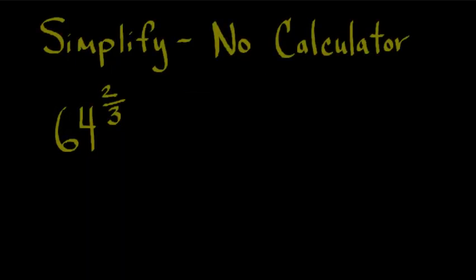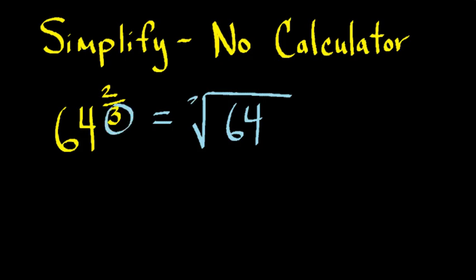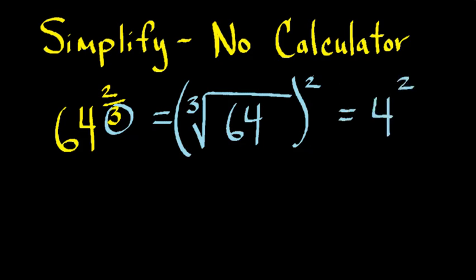For this last problem, let's work out 64 to the 2/3 power. I'm going to write 64 under the radical. We will take the cube root, since there's a 3 in the denominator of the fractional exponent, and then we will square our answer. Since 4 times 4 times 4 is 64, the cube root of 64 is 4. Then we just need to square the 4 to get to our final answer of 16.